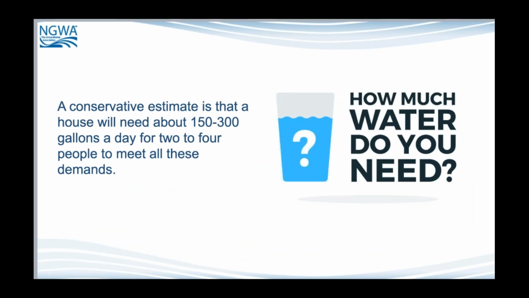Conservative estimates for how much, because everybody always asks how much water we use. Conservative estimates is about 75 gallons per person per day. Whether they're talking a family of 2 or a family of 4, that's 150 to 300. That's a pretty good idea of about how much water you're going to use.